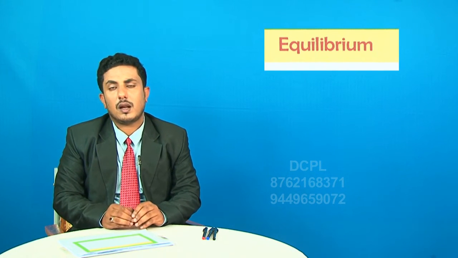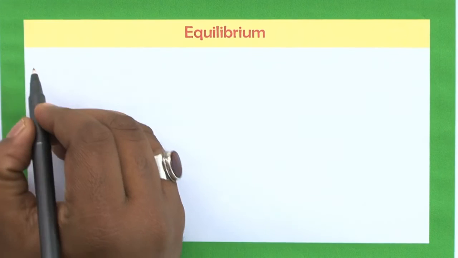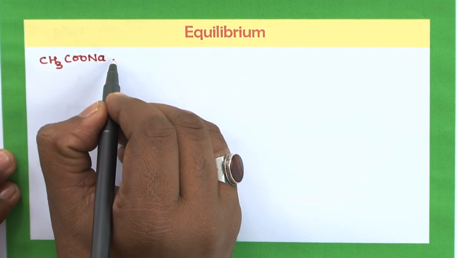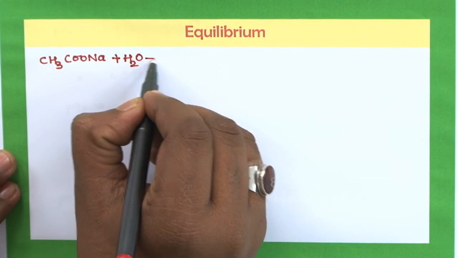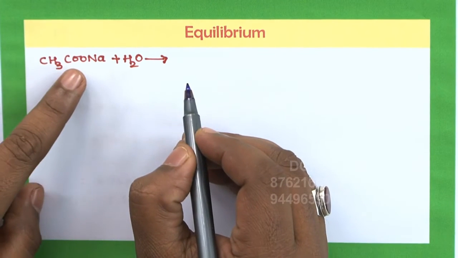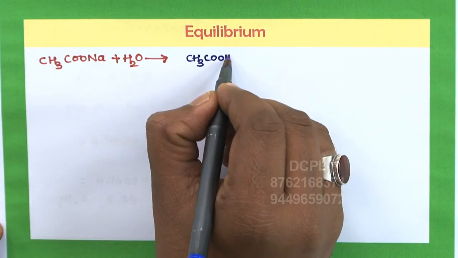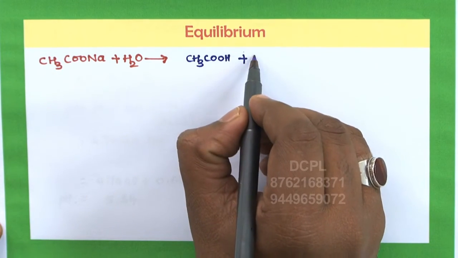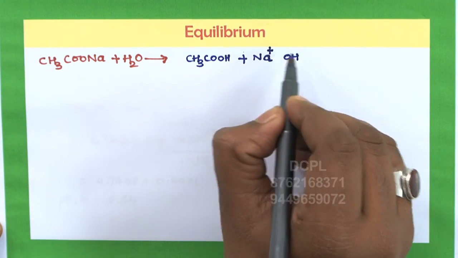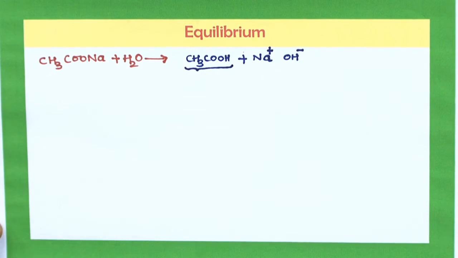Let us consider an example of a salt of a weak acid and a strong base. The simple example is sodium acetate, CH3COONa. When treated with water, it undergoes hydrolysis to form acetic acid plus NaOH. CH3COO minus reacts with H plus to form CH3COOH. The Na plus present reacts with OH minus to form NaOH. NaOH is a strong base, it undergoes complete dissociation, whereas acetic acid is a weak acid, it undergoes partial dissociation.